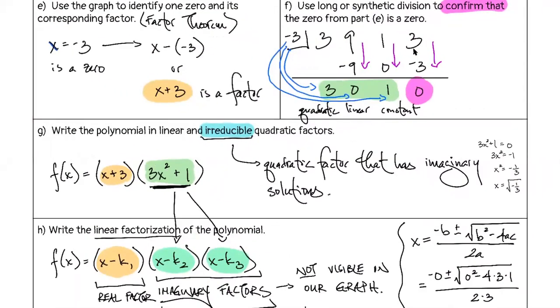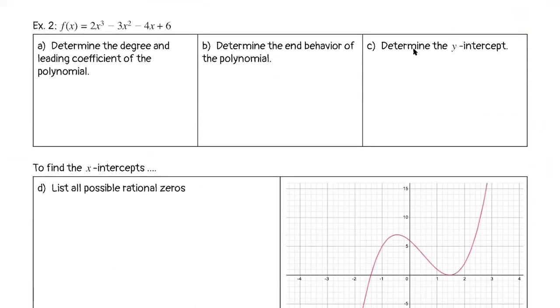It's very helpful. Okay, so let's go ahead and see which one might be a good one to do. Okay, let's actually do example number 2. I think that'll be a good one. So here's example number 2. Let's take a moment, read through the polynomial, and then determine the degree and leading coefficient, the end behavior, and the y-intercept, okay? So let's find those 4 pieces of information really quickly.